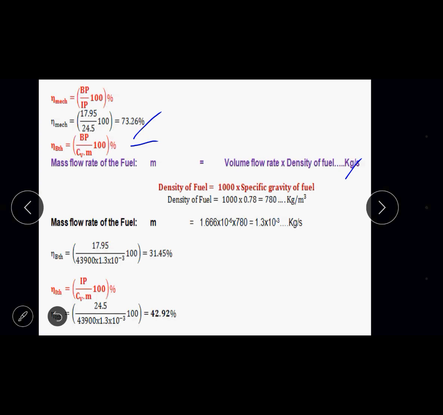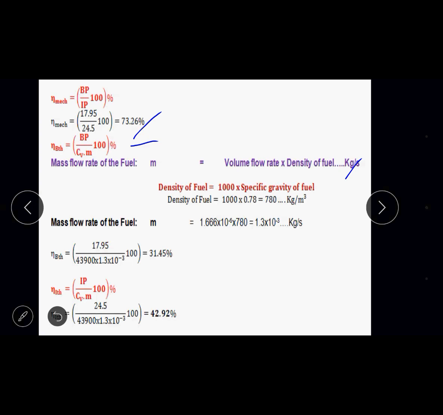The volume flow rate, which we have found, is in meter cube per second. If you multiply the volume flow rate, meter cube per second, into the density of fuel, what is the formula of density? Mass by volume, kg per meter cube. So multiplying meter cube per second into kg per meter cube, you will get the unit kg per second. So small m is volume flow rate into density of fuel.